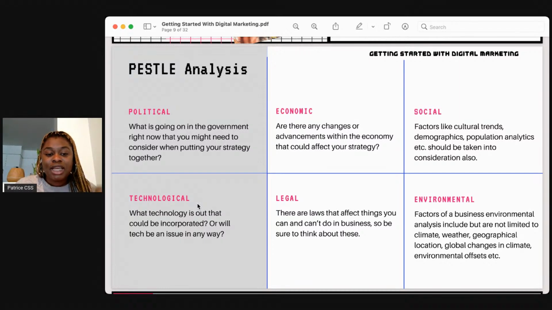Then we need to look at the economic. That's what the E stands for. The E stands for economic. Now, are there any changes or advancements within the economy that could affect your strategy? All right, we're just coming out of a pandemic and going into a recession, honey. So what's the recession gonna do to you and your business, to your target audience's pockets?